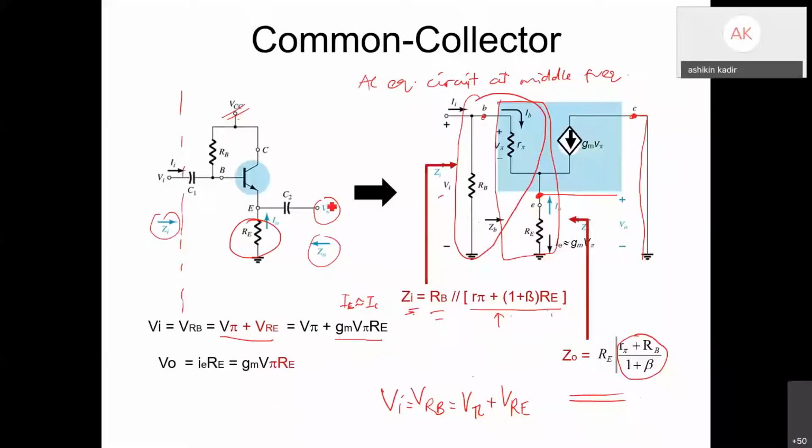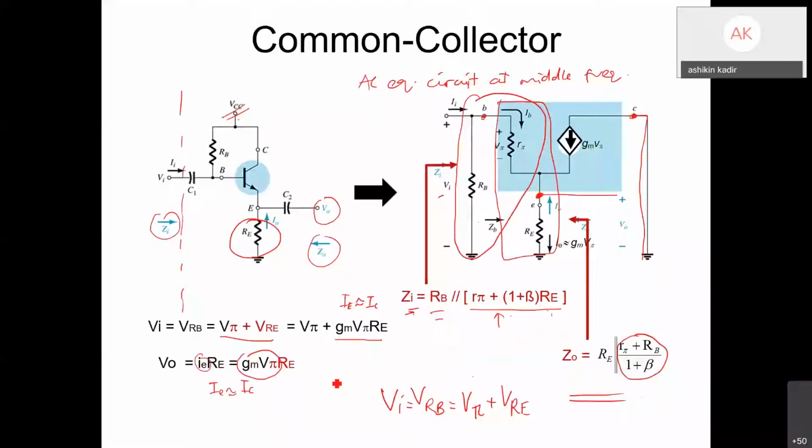And then for V out, okay, V out is pointing to emitter terminal. So we know that V out equals IE times RE. So for IE we can use IE about IC value. So IC is GM V pi.